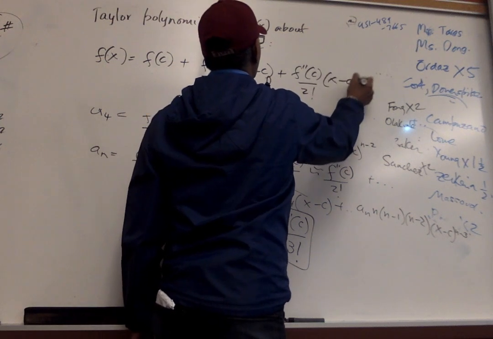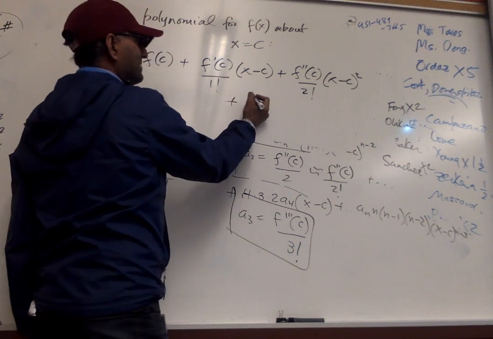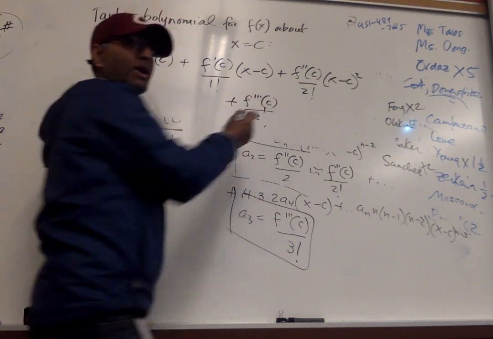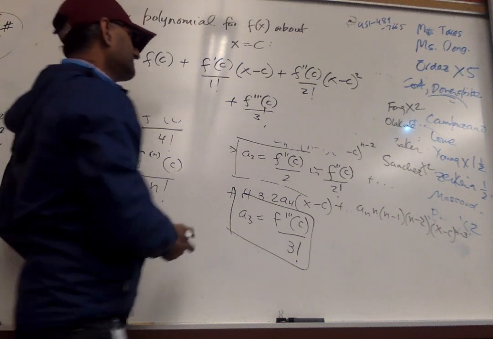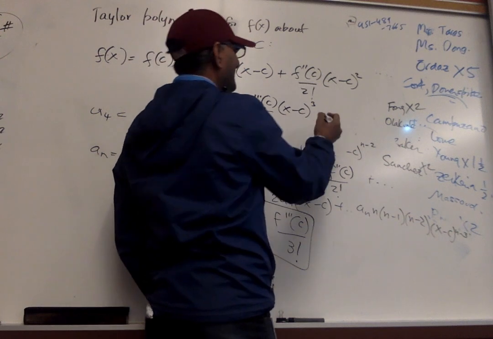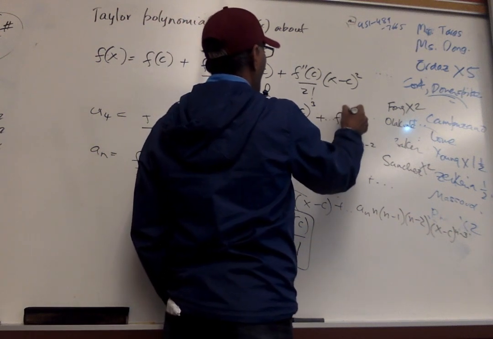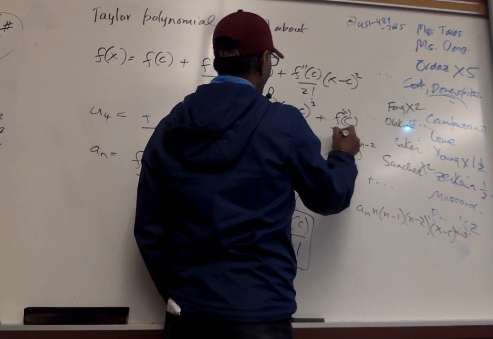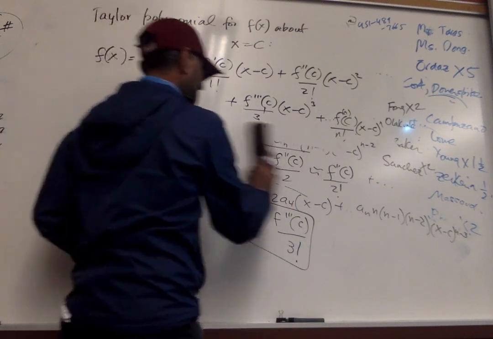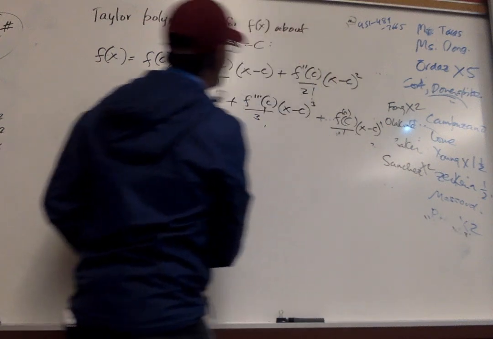Okay, now don't look at your notes. What should your third term be? Make a guess. f triple dash of c over... Oh my god, Hansen is not here. It's probably in Mexico. Kidding. Plus dot dot dot fn of c over n factorial times x minus c to the power of n. And that is my nth degree polynomial.